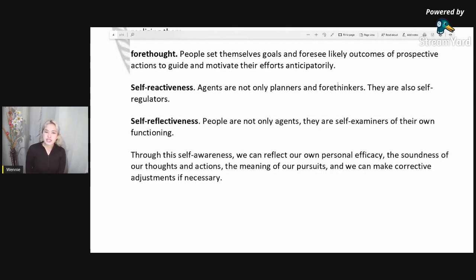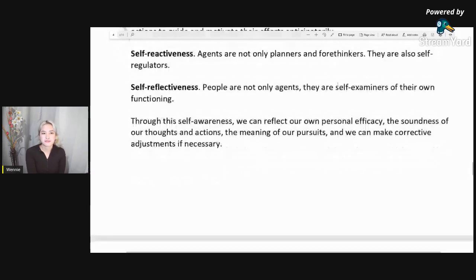Also, self-reflectiveness. People are not only agents. They are the examiners of their own functioning. So reflective that at the end of the day, we can fully assess what we had learned from the mistakes and lessons of the day that had passed. So we are the examiners of our own functioning. We can evaluate the effect that other people's actions have on us. So through this awareness, we can reflect on our own personal efficacy, the soundness of our thoughts and actions, the meaning of our pursuits, and we can make corrective adjustments if necessary.